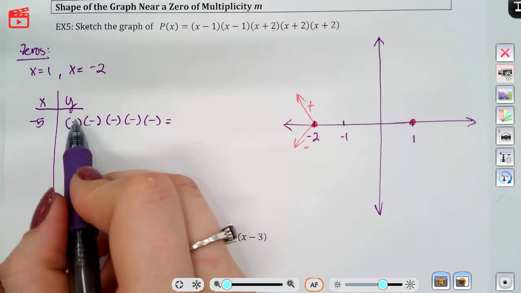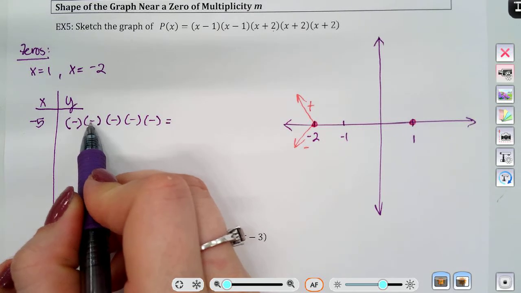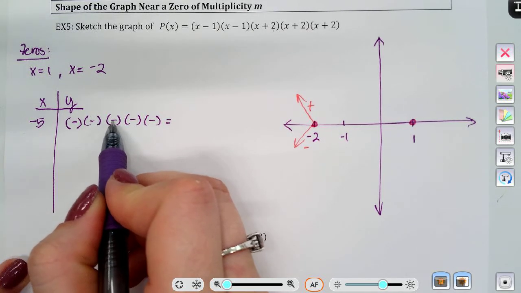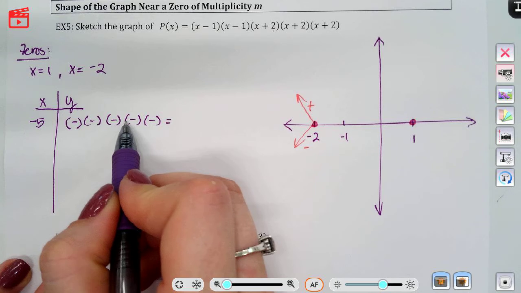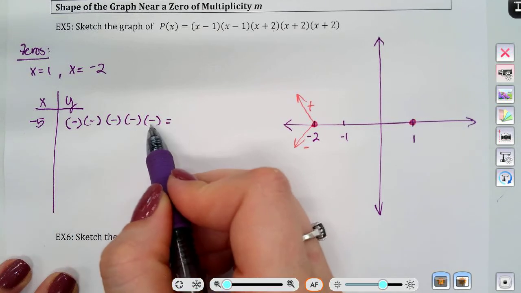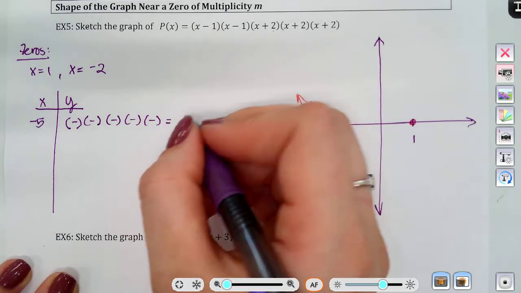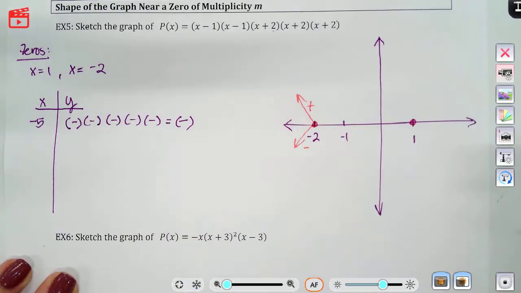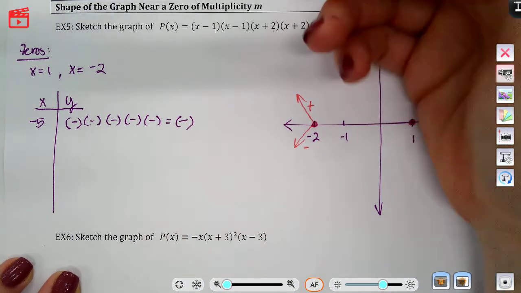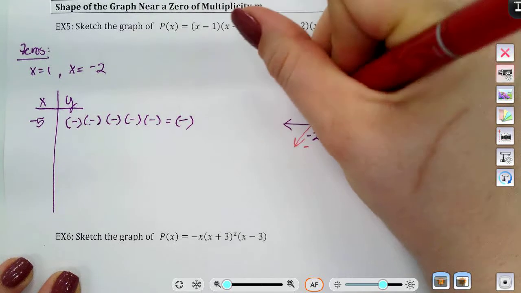All right, multiplying this out. Negative times negative is a positive. Positive times negative is a negative. Negative times a negative is a negative. And then negative times a negative is going to be negative. So there we go. End is negative, which means the option we take is the negative.